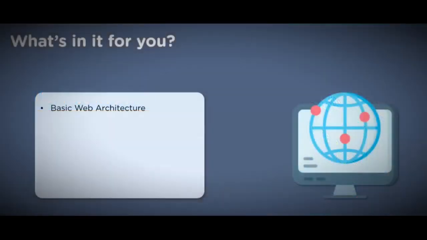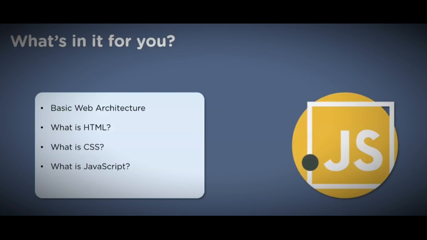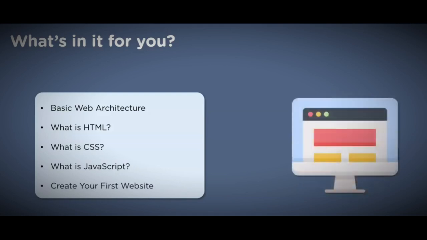Let's begin. First, we'll go through a quick introduction to basic web architecture to understand how the internet works. Then we'll understand what exactly HTML is. After that, we'll have a look at what CSS is. Then we'll go through JavaScript, and in the end, we'll create a simple web page using HTML and CSS to gain a better understanding of the HTML tags. So without further ado, let's begin.